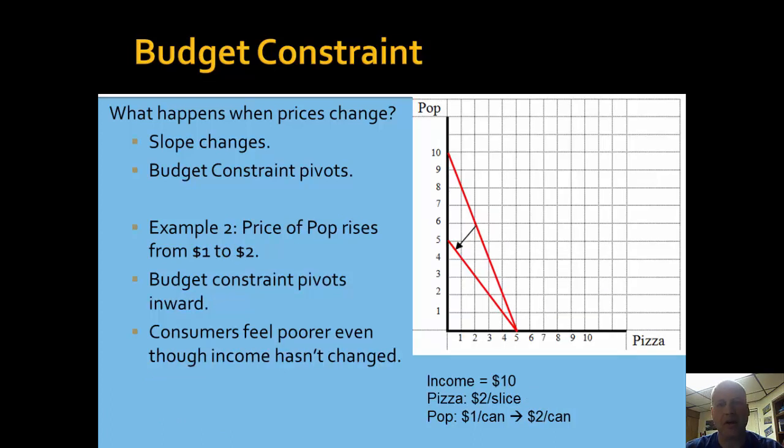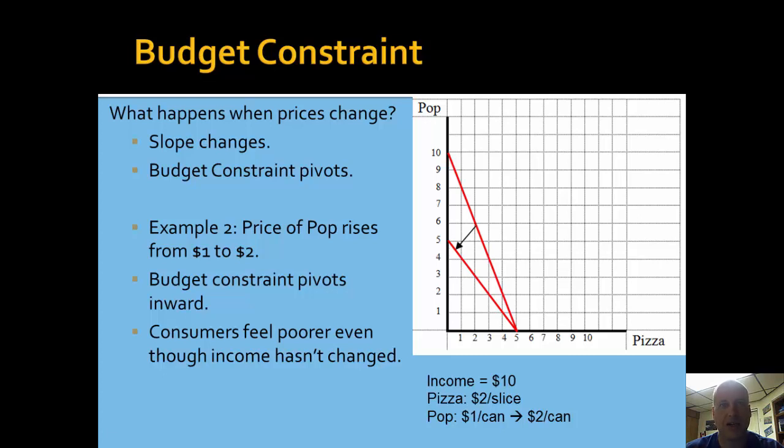Now, if we look at the other scenario, suppose the price of pop increased, and went from $1 per can to $2 per can. In this case, we'll get a rotation inward of the budget constraint. Now, I want to notice something that I skipped over on the last slide. If we consume only pizza, then we can still afford to consume 5 slices of pizza at $2 a piece. So that pizza intercept, that x-axis horizontal intercept, doesn't change when the price of pop changes.